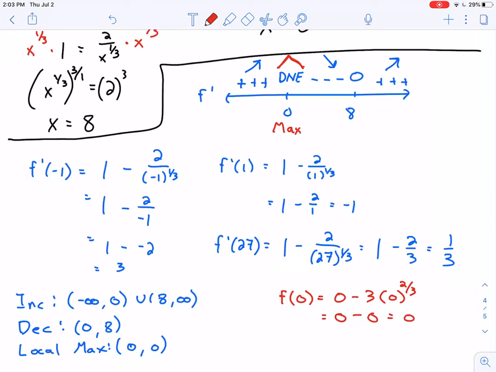At 8, here, this one's a little bit nicer. This one we're, I think, a little bit more familiar with. We've got the horizontal tangent line. We've got a local minimum at 8.